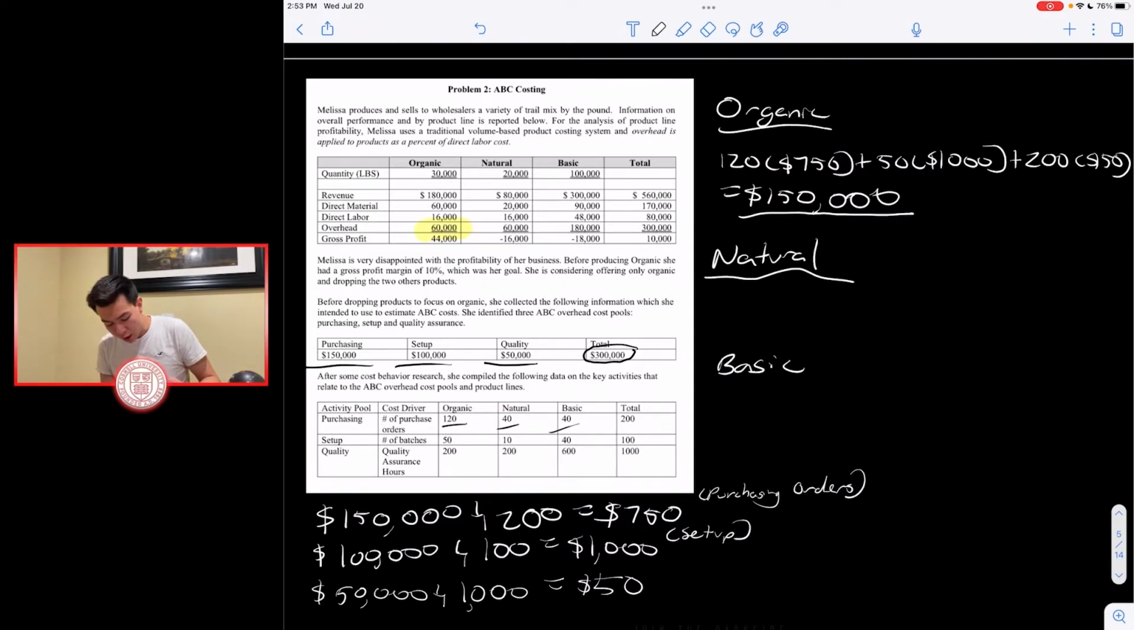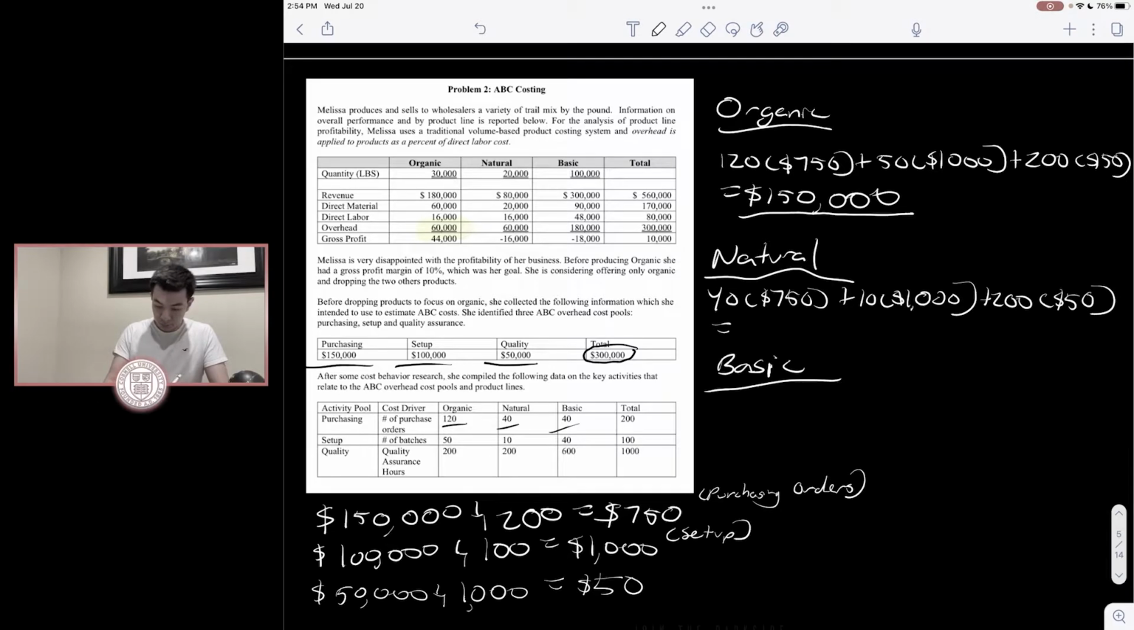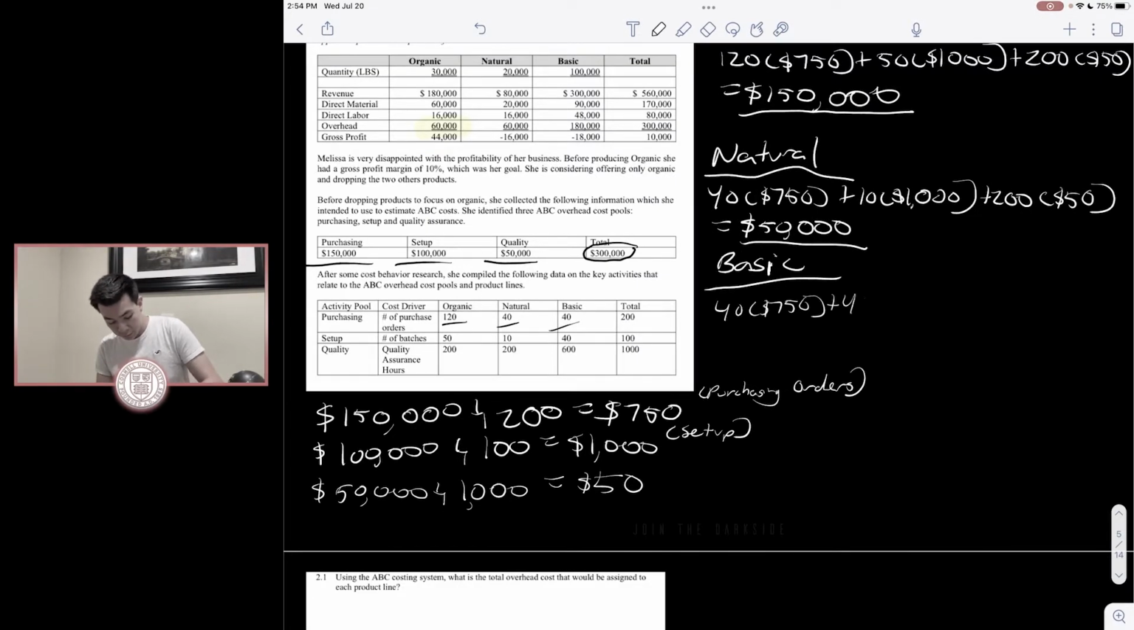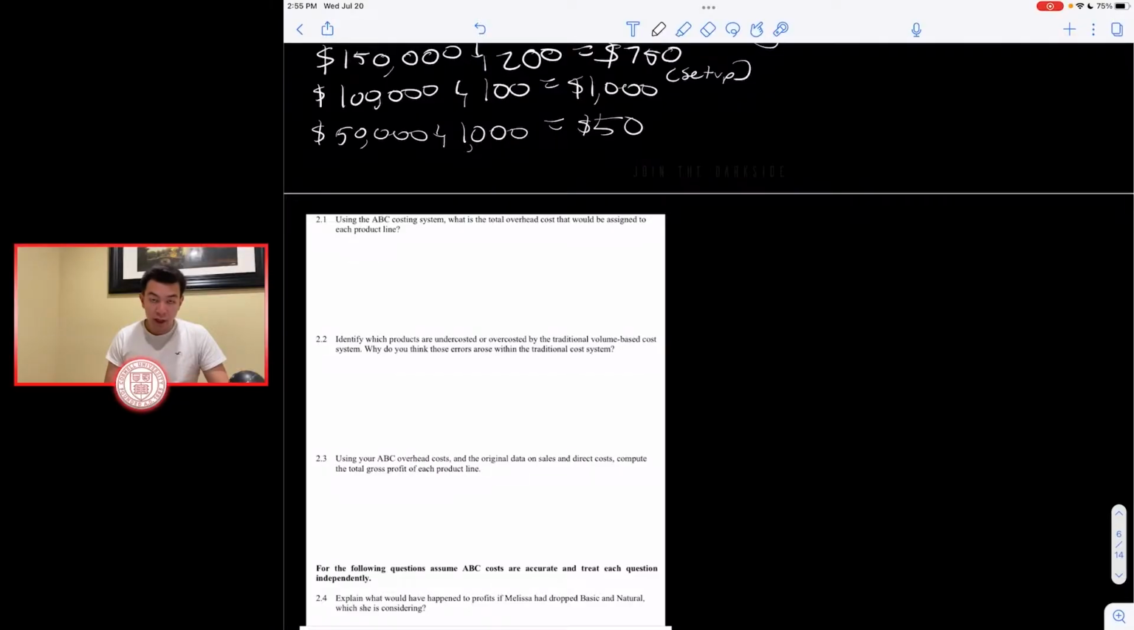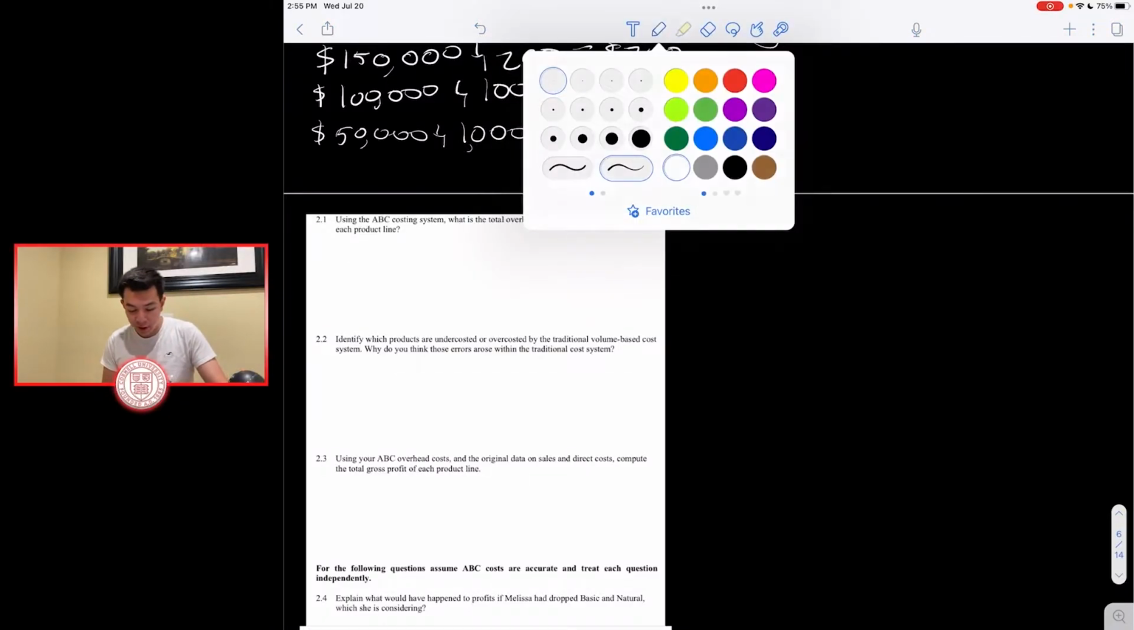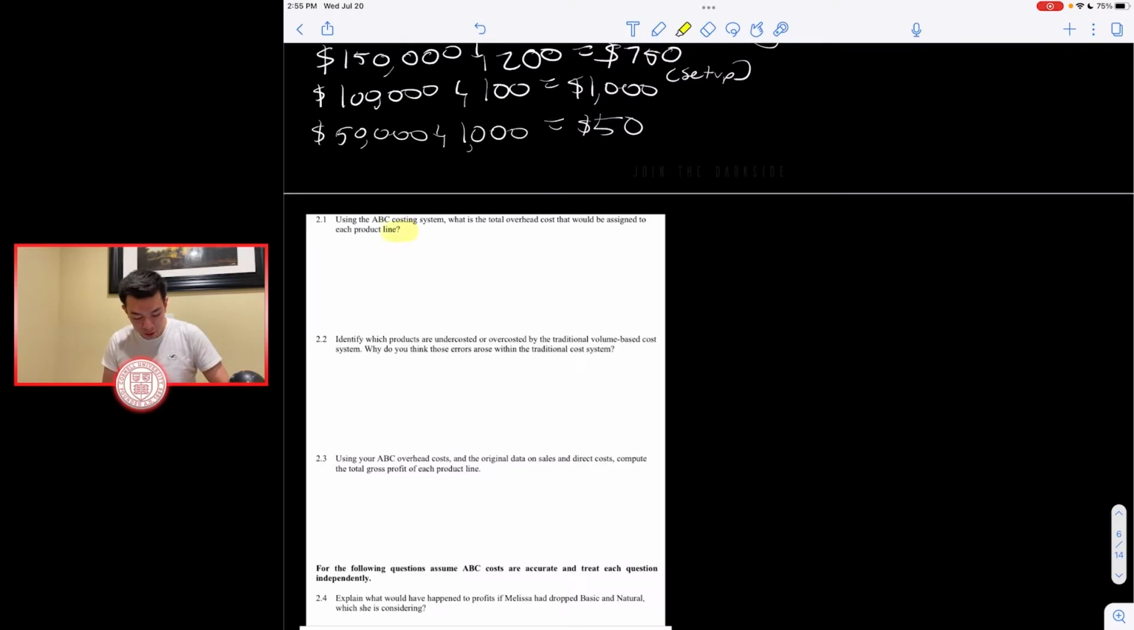Now let's do that as well for natural and basic, and it's pretty much the same thing. I'm not going to talk much because I don't believe there's much to be explained here. We are going to get $100,000 for basic. So those are our new overhead costs per division, or each product line. So they say product line here. Right here, they're calling each of those product lines. Okay, so we figure that out.